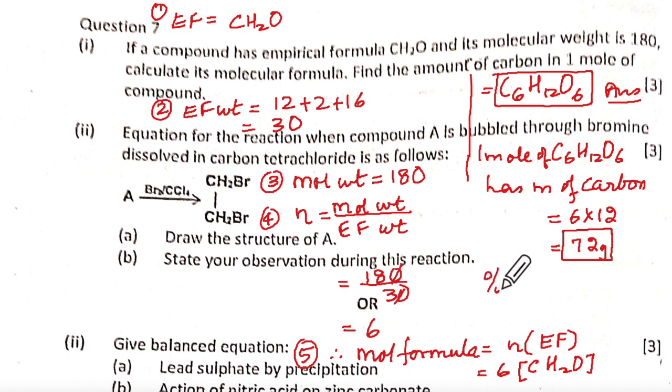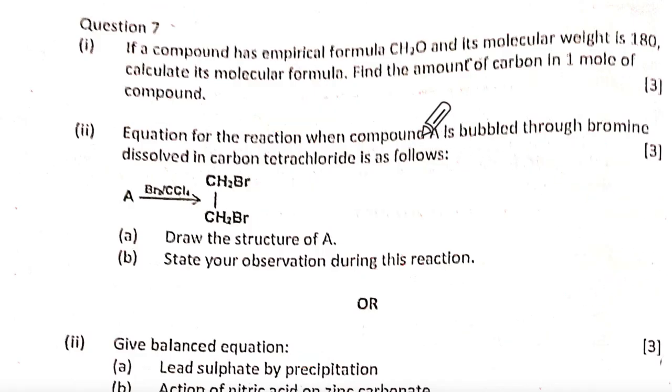Could they also ask you percentage of carbon? Would they have asked you? Yes, sir. What you would have done? 72 out of 180 multiplied by 100%, correct? Do you think you would get your 3 marks?